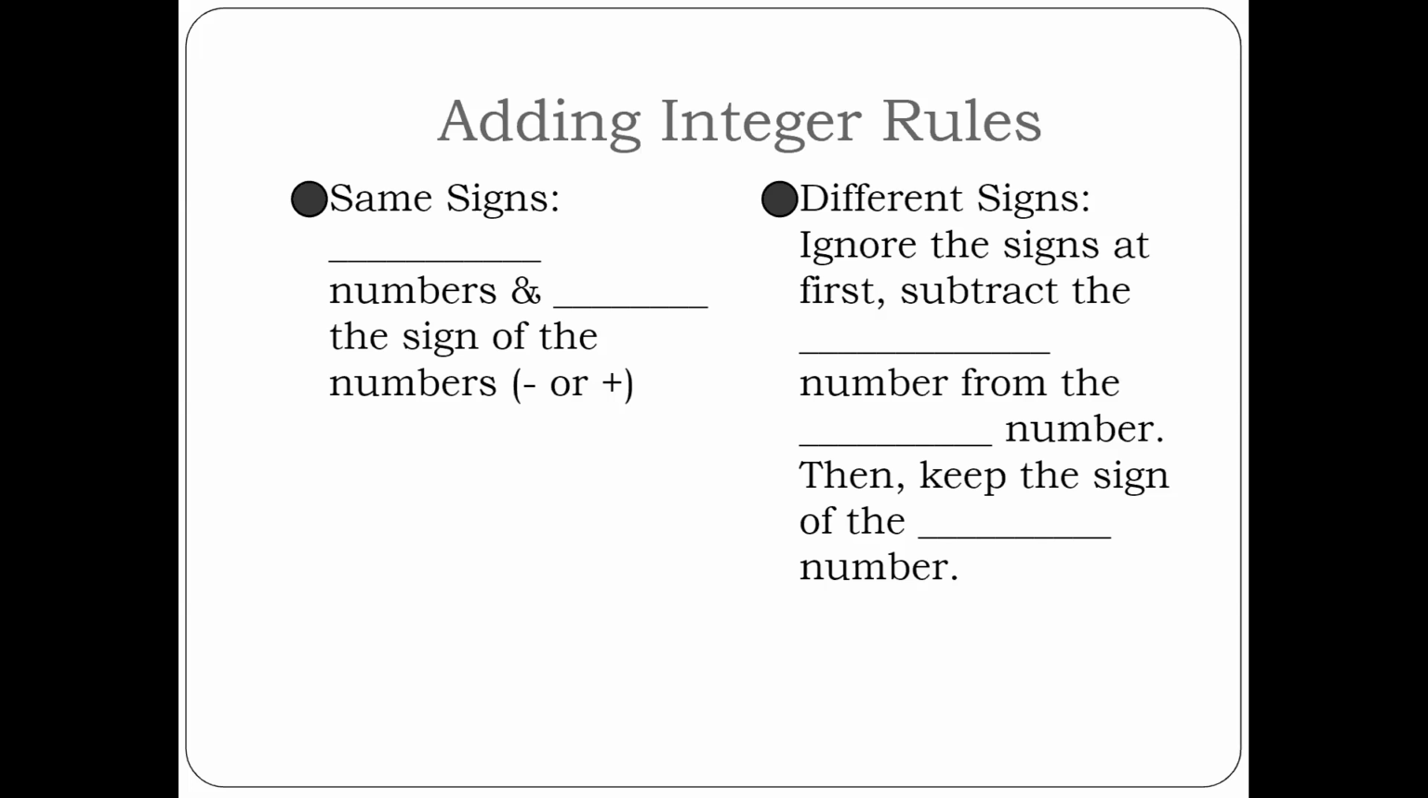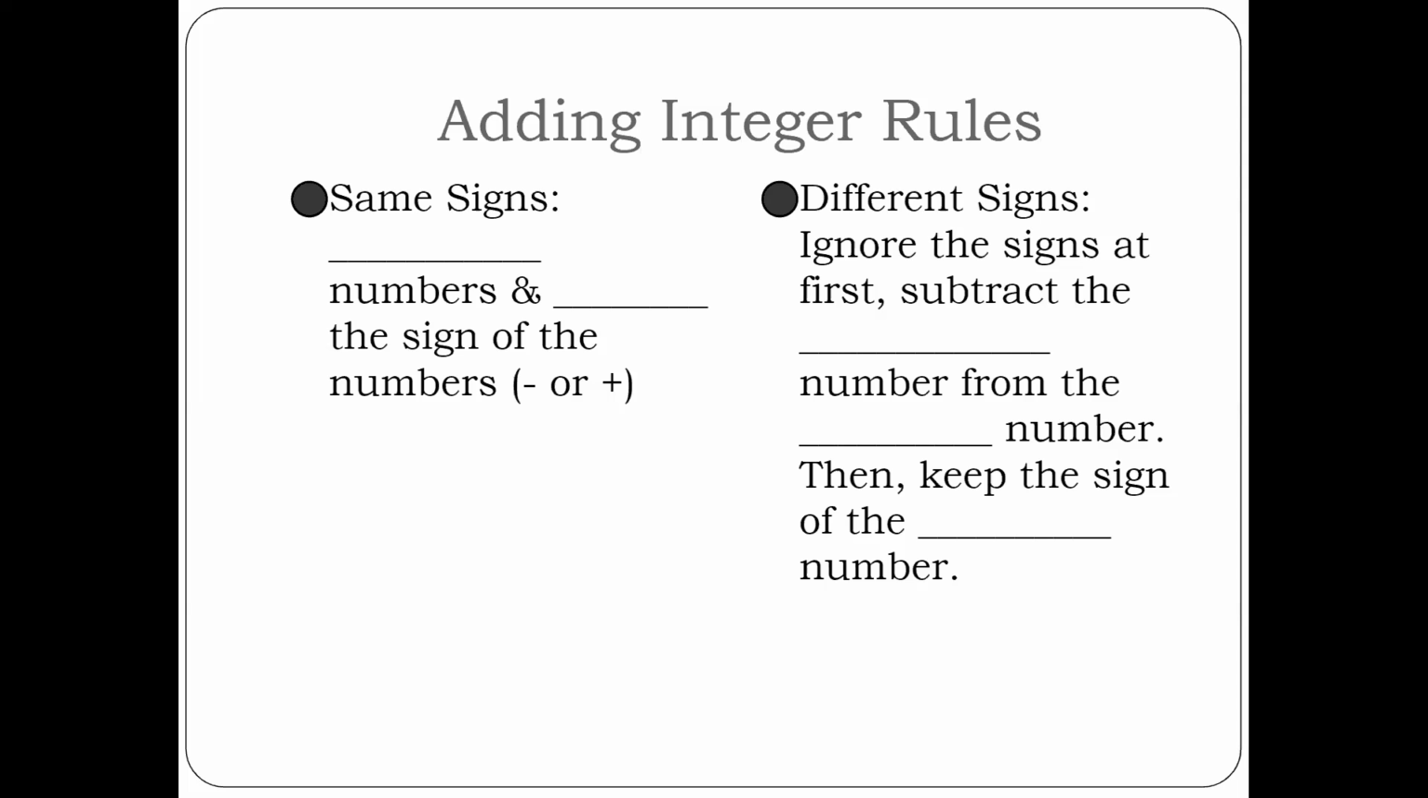-3 plus 25. If I had that expression, -3 plus 25, I'm going to subtract the smaller number from the larger number. Okay, 25 minus 3 is 22. And the larger number is positive because that sign goes with it. So my answer is going to be positive 22.